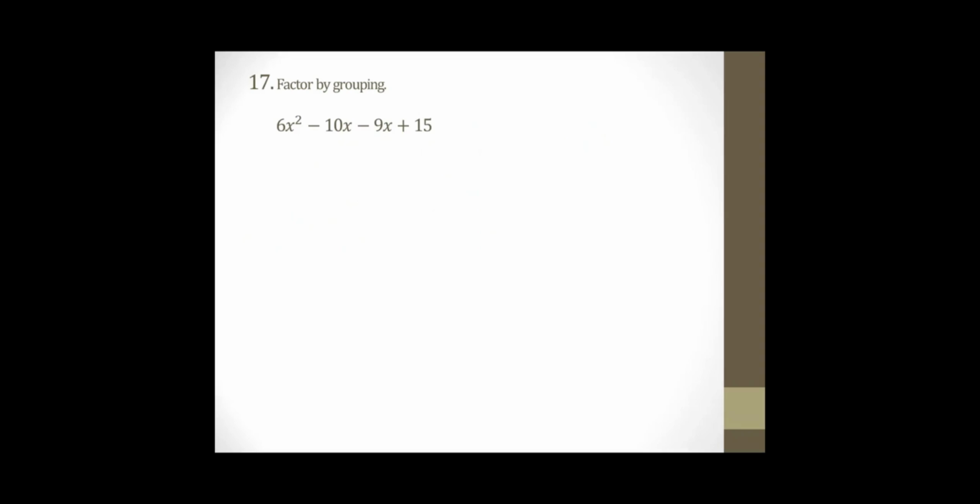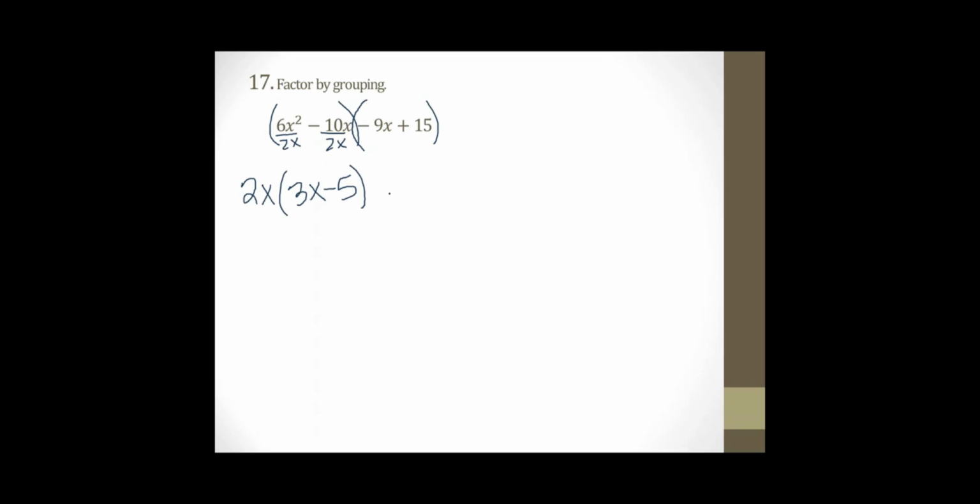Number 17, factor by grouping. We factor by grouping when we have 4 terms, which we have here. So we're going to start by grouping the first 2 terms, and then group the last 2 terms. Within the first group, factor out the GCF. Between 6x squared and negative 10x, the greatest common factor would be 2x. So we factor that out, and we would have 3x minus 5.